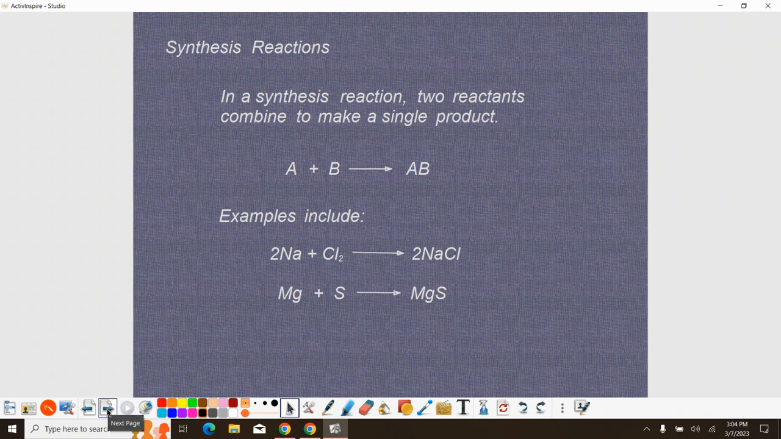A synthesis reaction is when 2 reactants combine to make a single product. And the key to identifying the single product idea is if we look over here at the product side of our equation, there's no plus sign. When you have no plus sign on the product side, it is a synthesis reaction. And if we look at these 2 examples that I have at the bottom of the page, again, over here on the product side, there's no plus sign. In the second one over here on the product side, there's no plus sign. When you have no plus sign on the product side, you are looking at a synthesis reaction.